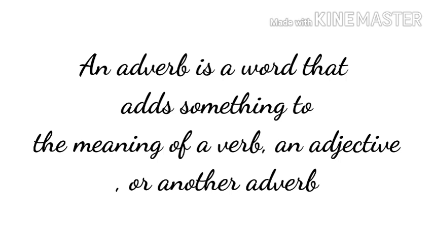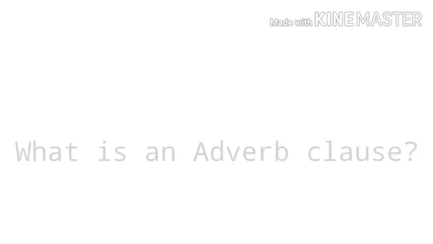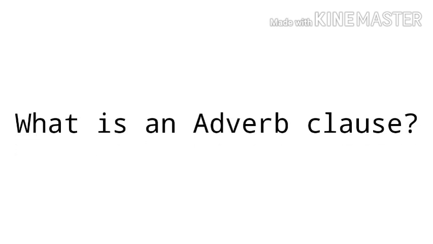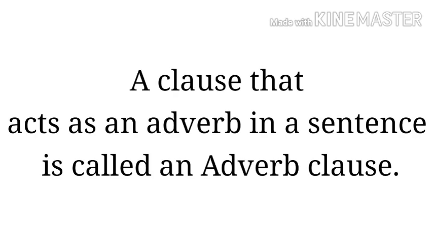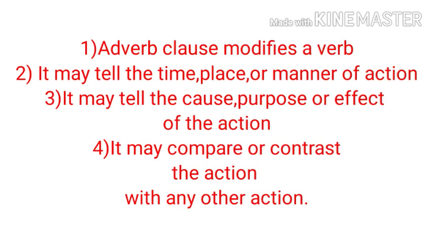ठीक है? So now I'm going to explain to you what is an adverb clause. Adverb clause usually modifies a verb, since most of the verbs denote an action. जो verbs होते हैं वो action denote करते हैं कि कोई काम हो रहा है, कोई action हो रहा है. तो जो adverb clause होता है, it tells something more about that action mentioned in another clause.